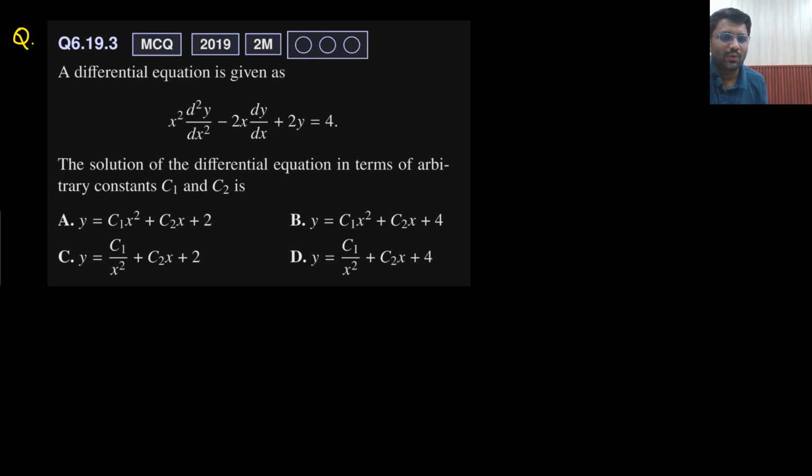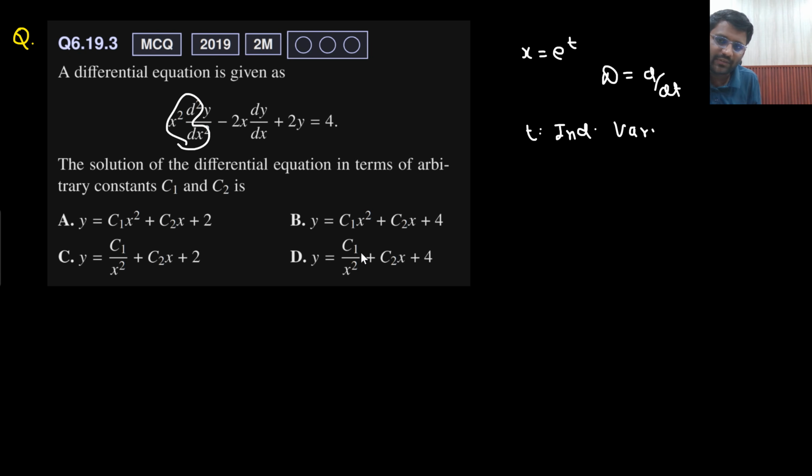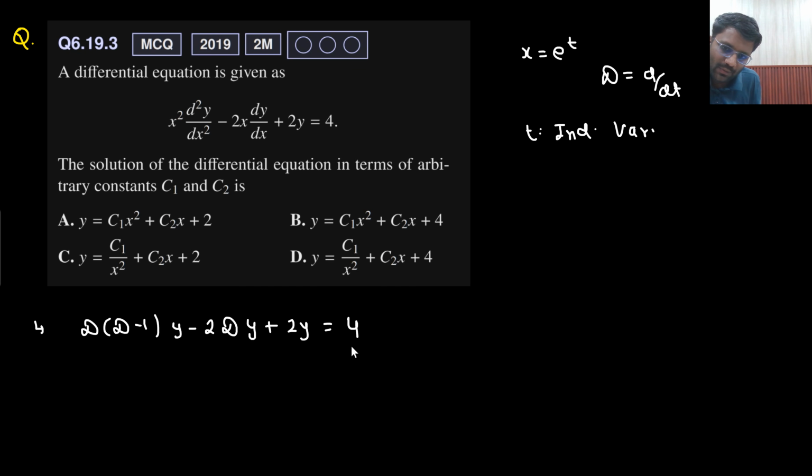This is Euler-Cauchy, right? Euler-Cauchy standard form is there. x square d2y by dx square minus 2x dy by dx plus 2y equals to 4. Sir, who is creating the problem? x is creating the problem. So x equals to e to the power t. Now what will happen is that my d will become d by dt, and now t will become my independent variable. All these things you already know. So x square, this much will be replaced with d into d minus 1. Straightforward Gaussian. There is nothing in this problem. D into d minus 1 into y minus 2dy plus 2y equals to 4.